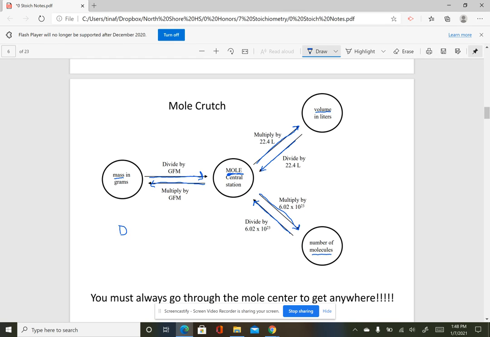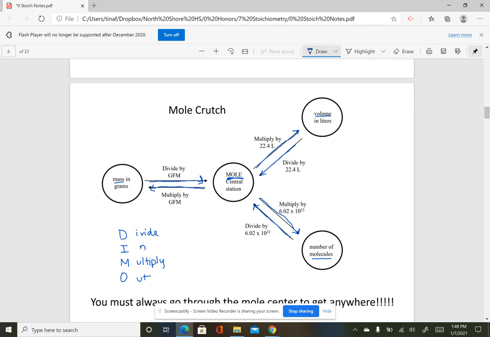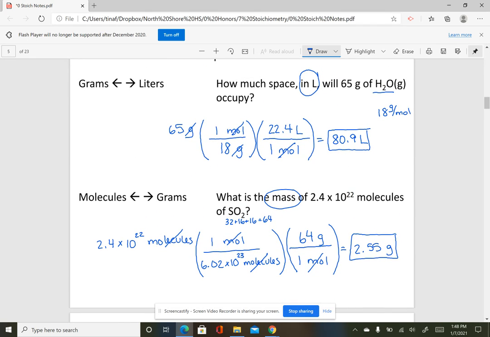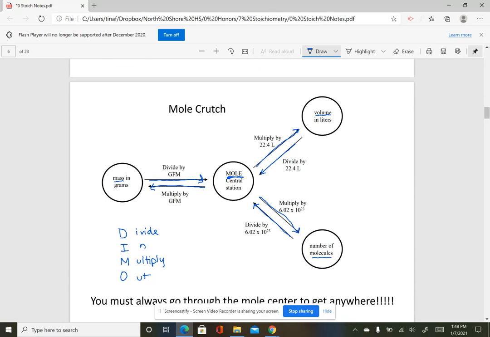And there's like a little mnemonic device, demo. So that means you have to divide to get in to make it a mole, and you have to multiply to get it out, meaning to get it to be another unit aside from the mole. You could either memorize this chart or you can use the dimensional analysis method of canceling out units, which I think is easier. But if you like this chart too, you could always draw this out to make sure you're doing the right operations.